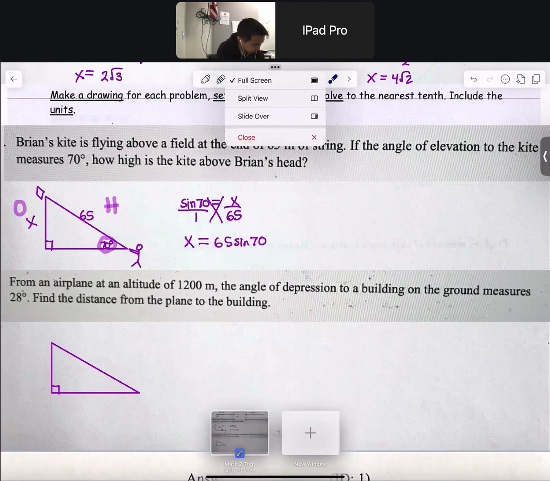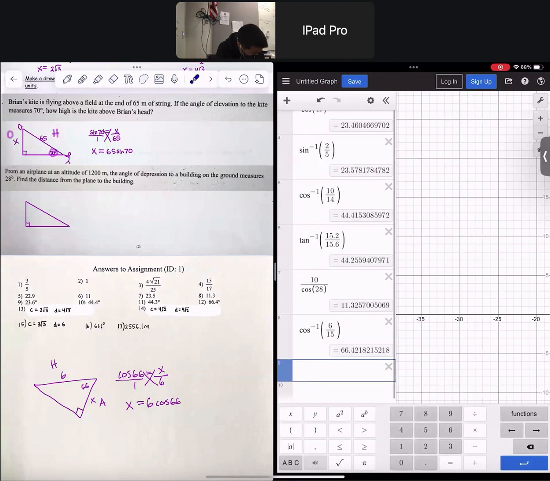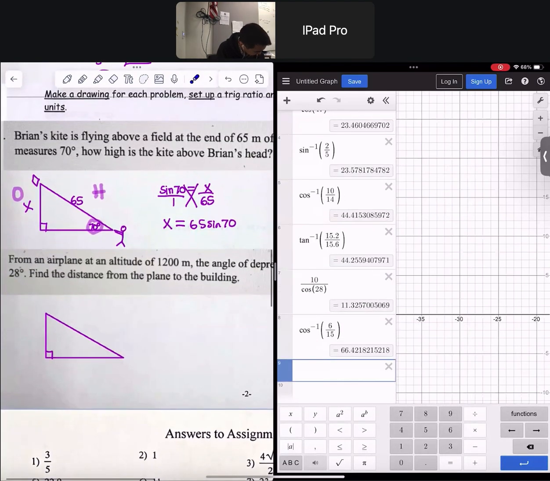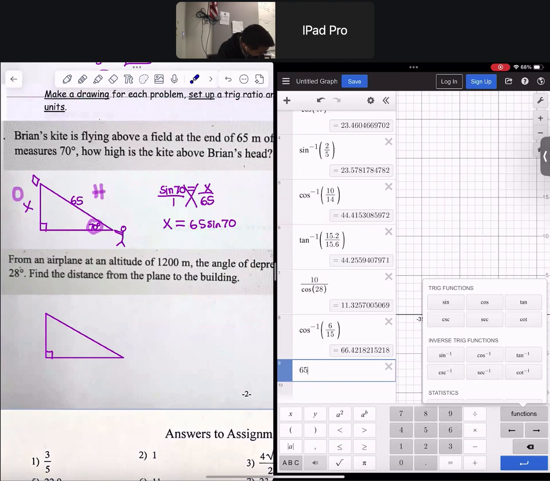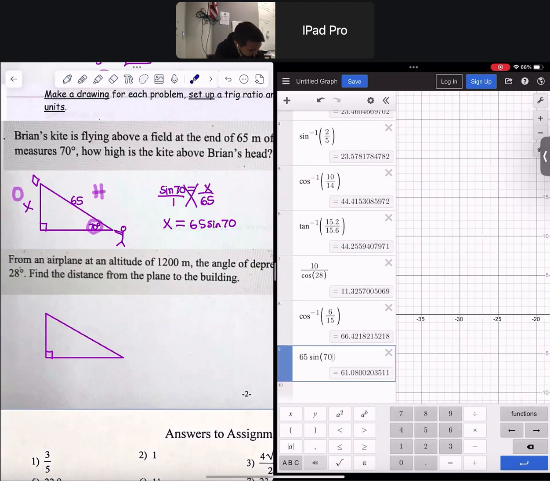So let's whip out our Desmos. I am going to input 65 sine of 70. Round it to the nearest tenth. So that is going to be 61.1 meters. Do not forget the units.